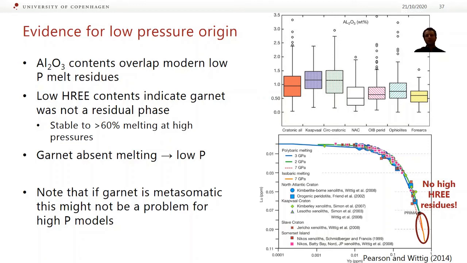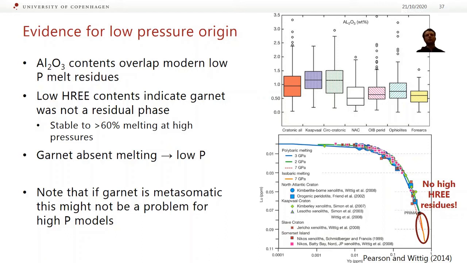The fact that these are pretty low for some cratons like the North Atlantic, and they overlap modern oceanic melt residues, potentially implies that they were similarly shallow melting. Cratonic peridotites also tend to have very low heavy rare earth element contents, and these probably tell us that garnet was not a stable residual phase, because at high pressures, sort of 7 gigapascals, like you might get in a deep melting hot Archean plume, garnet would be stable to above 60% melting. So the fact that we got low aluminium and low heavy rare earth element contents implies that the melting happened at low pressure.